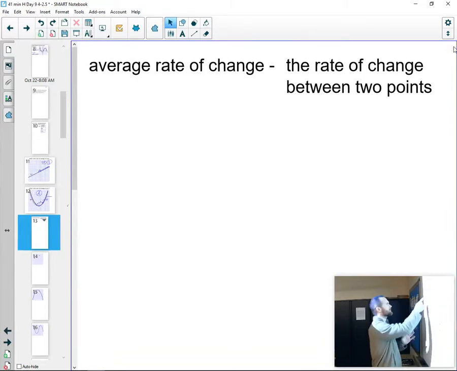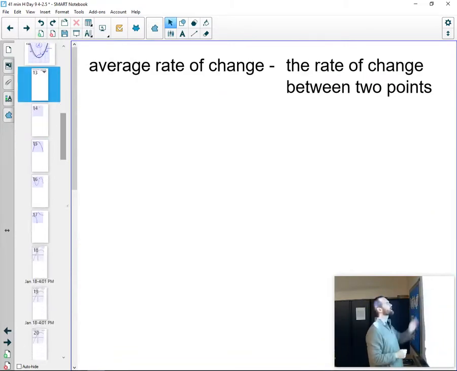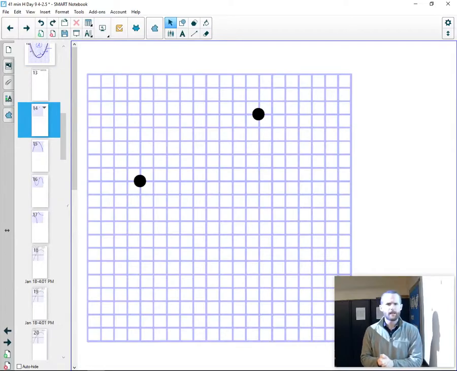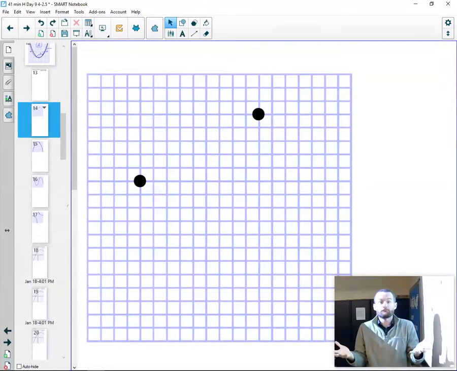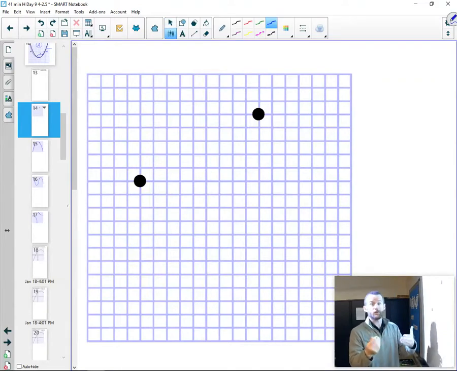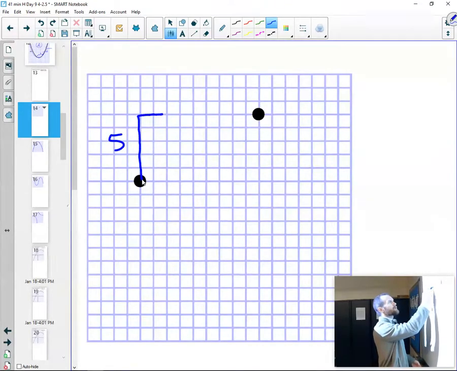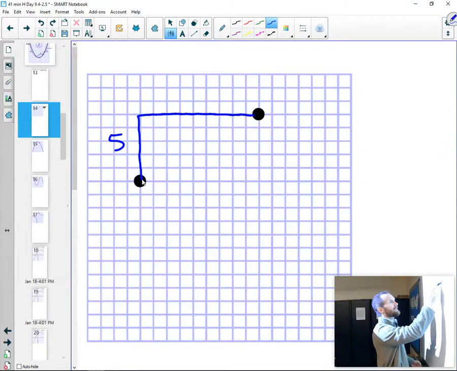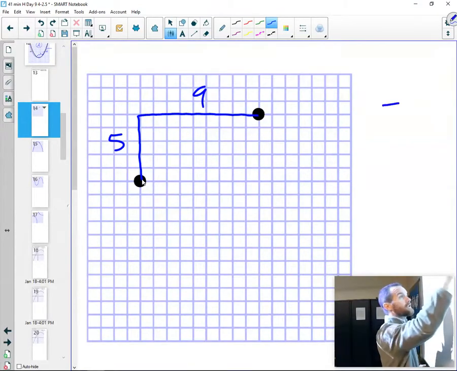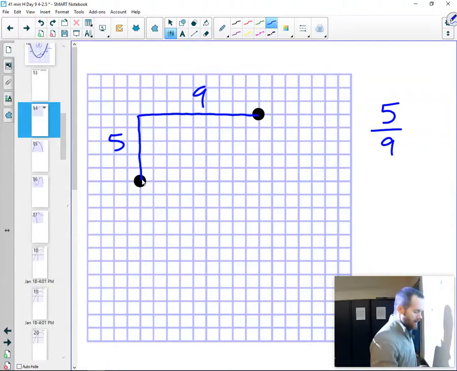So let's take a look at some examples of what I mean by between 2 points. So here's a graph, and all we have is 2 points. All right? It's not a complete continuous function, but we can find the average rate of change between these 2 points by using rise over run. Let's see. So we go up 1, 2, 3, 4, 5. So that's up 5, and 1, 2, 3, 4, 5, 6, 7, 8, 9 to the right, which means these 2 points have an average rate of change of 5 over 9.